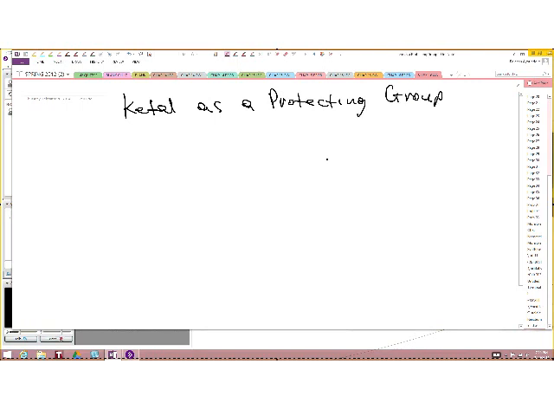Okay, so we're still on reaction 1, okay? Ketal as a protecting group. I'm going to give you the mechanism of that reaction because it is very important. Supposing you have this.